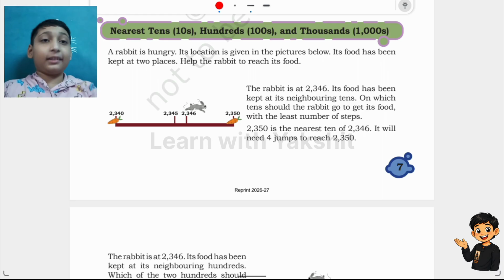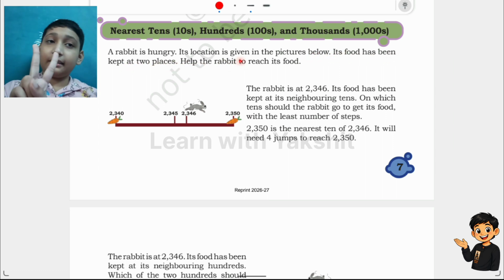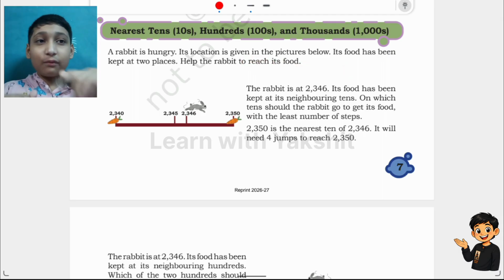Now let's get started. Nearest tens, hundreds, and thousands. A rabbit is Hongu. Its location is given in the pictures below. Its food is kept in two places. Help the rabbit to reach its food.